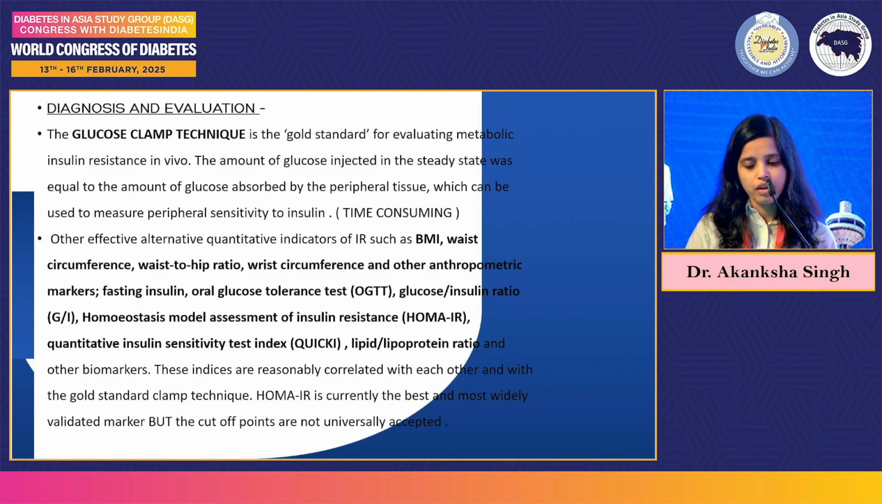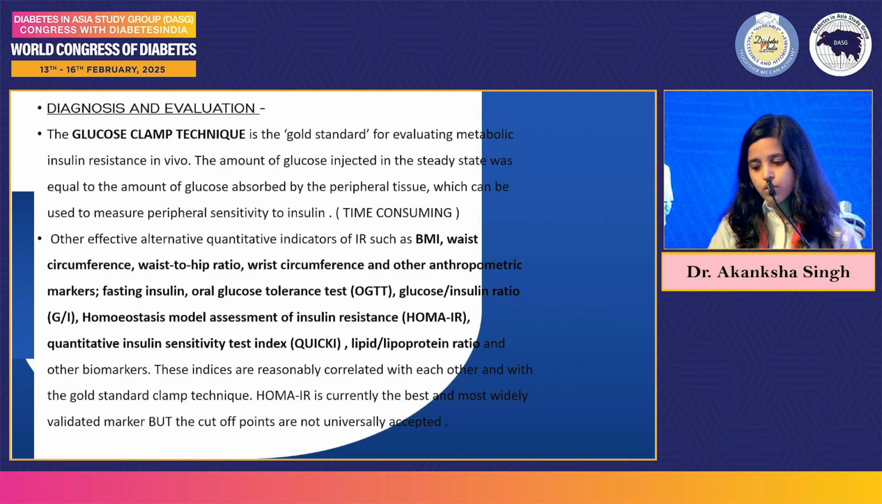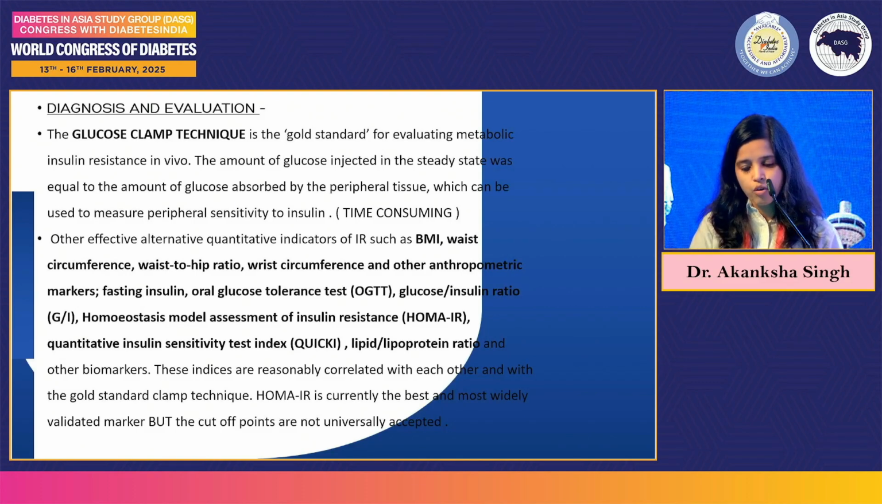So we have other effective alternative quantitative indicators of insulin resistance, such as BMI, waist circumference, waist to hip ratio and other anthropometric markers, fasting insulin levels, oral glucose tolerance test, glucose insulin ratio, homeostasis model assessment of insulin resistance, that is HOMA-IR, and quantitative insulin sensitivity check index. Lipid to lipoprotein ratio and other biomarkers can also be used.